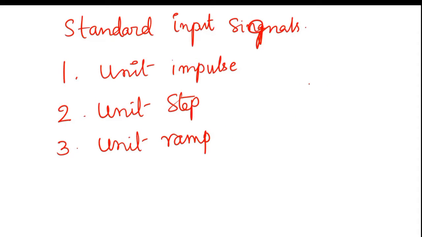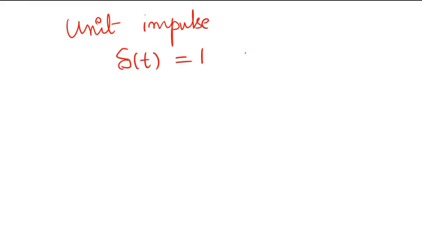First, we try to understand what a unit impulse function is, what a unit step function is, and what a unit ramp function is. So, first we see what a unit impulse is. The unit impulse function is represented with delta t. Its value is equal to 1 only at the time instant t equal to 0, and at other time instants its value is equal to 0. It can be represented in a graph like this.